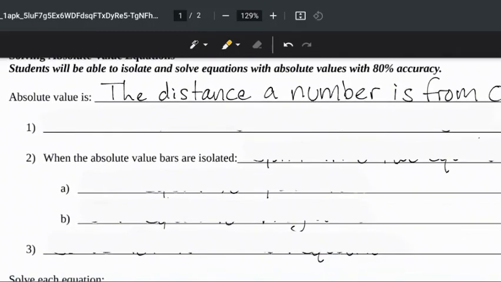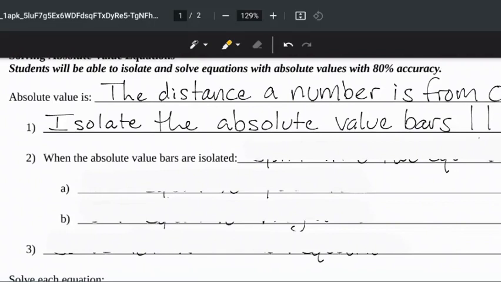And now let's go into the steps we are going to use to solve equations with absolute value in them. So step 1, we want to isolate the absolute value bars. So the absolute value bars look like that. They are just two vertical bars, kind of like parentheses, but they're just vertical bars to help distinguish between them. And we want to isolate that. Just like we've been isolating variables this whole time, we want to isolate the absolute value bars, or get that all by itself on one side of the equal sign.